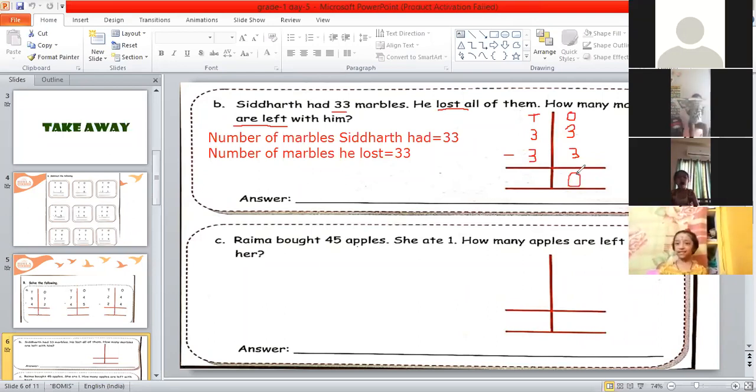So we'll write 0 in the ones place. And what will we write in the tens place? Again 3 minus 3. Yes, Brinda. Again 3 minus 3 is? Now remove 3 fingers. Close one by one. 1. How many are left? 3? No, wrong. How many? 0. Yeah.